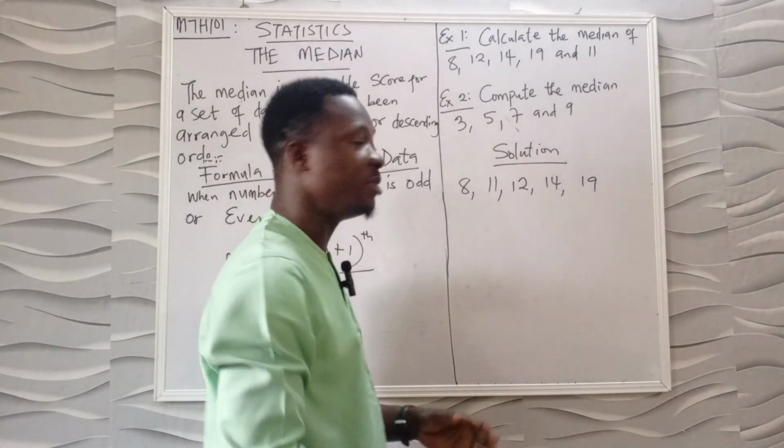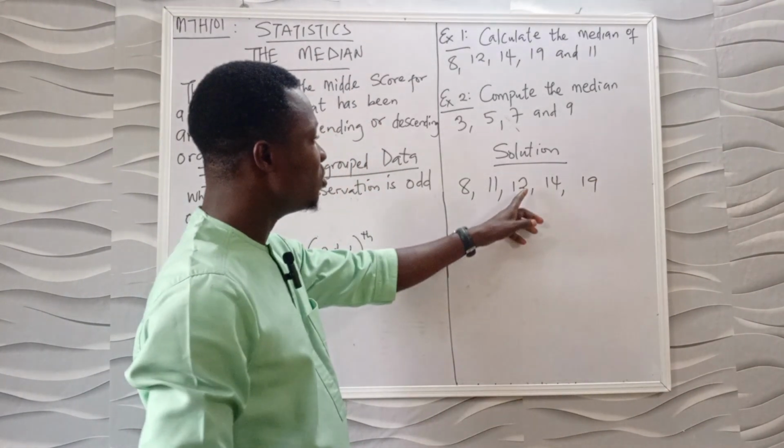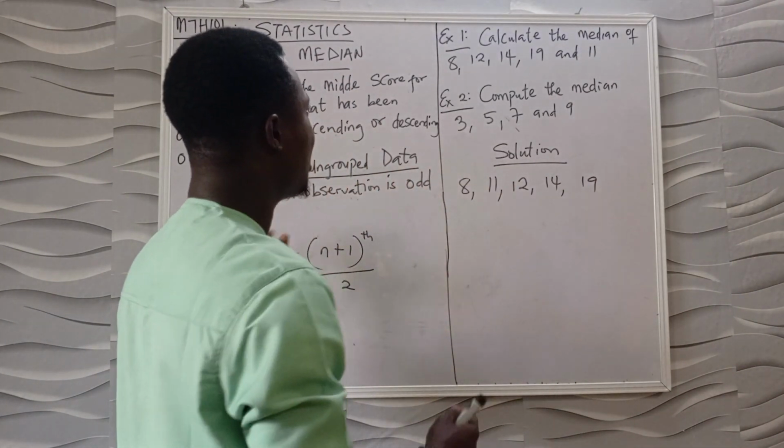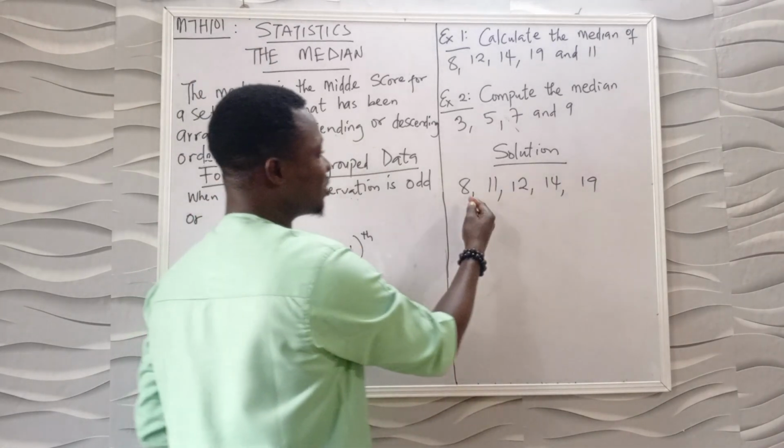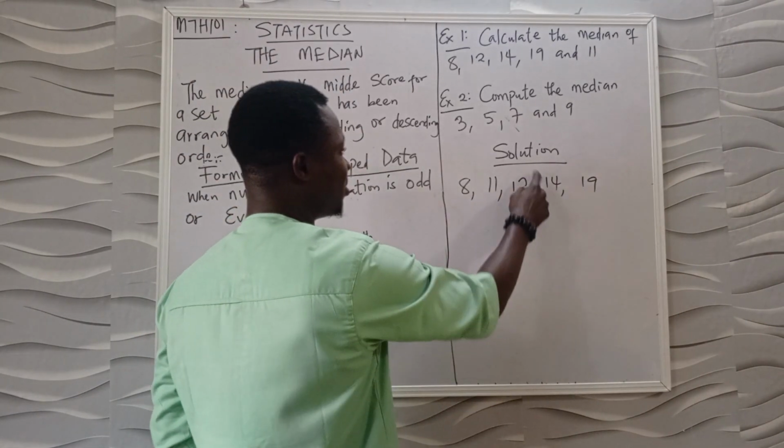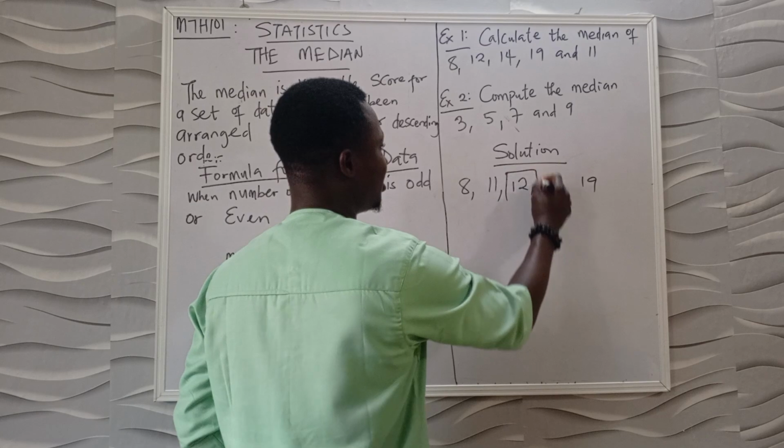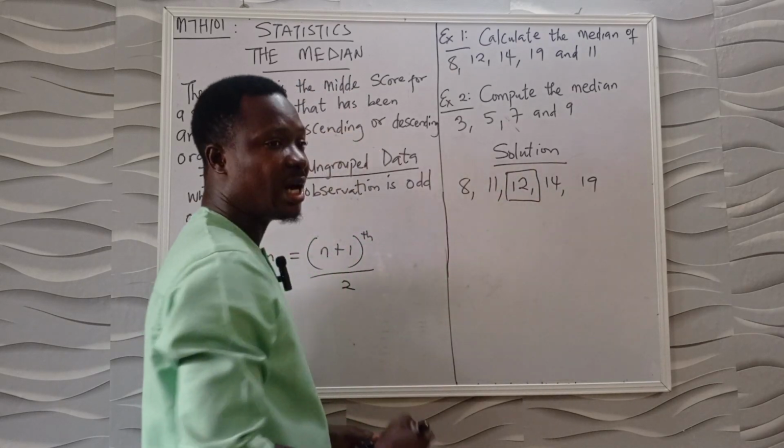According to median, the middle number is our median. So if we look at it, this is 1, 2, 3, 4, 5. What is the middle number? The middle number is 12, and 12 will be our median.